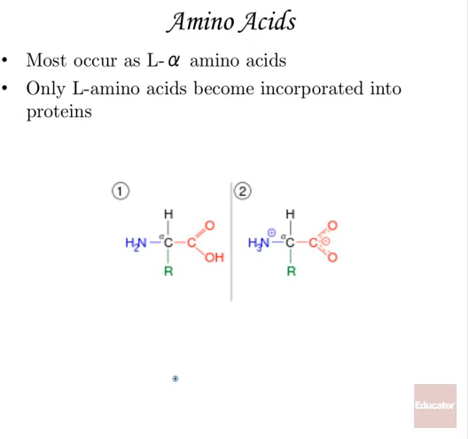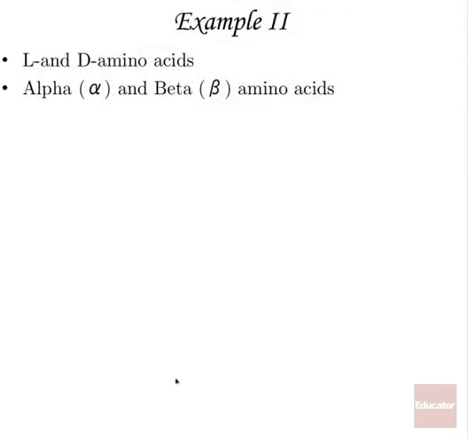Now, when we talk about amino acids, we need to talk about what form they're normally found in. Most of our amino acids occur as what are called L-alpha amino acids. So this is a type of configuration. Now, only L amino acids become incorporated into protein. And we will see what the difference between an L and a D, or an alpha and a beta amino acid, actually looks like. So what do they look like?